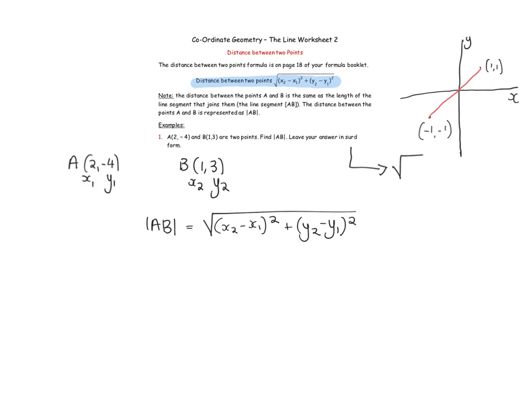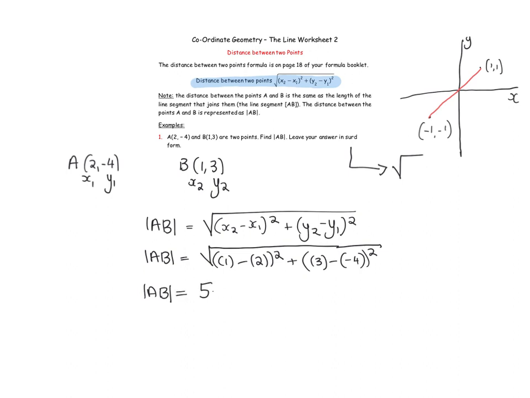Now, the reason why I got you to put out the points and label them X1, Y1 is because it'll make your life much easier when you're filling it into the formula. The best thing to do is also put all the points in brackets. So we have X2, which is 1, minus X1, which is 2. And then that's plus Y2, which is 3, minus Y1, which is -4. All of that is squared. Now, the next and easiest thing to do is just type that into your calculator. When you type that into your calculator, you're going to get the answer of 5 square root 2.